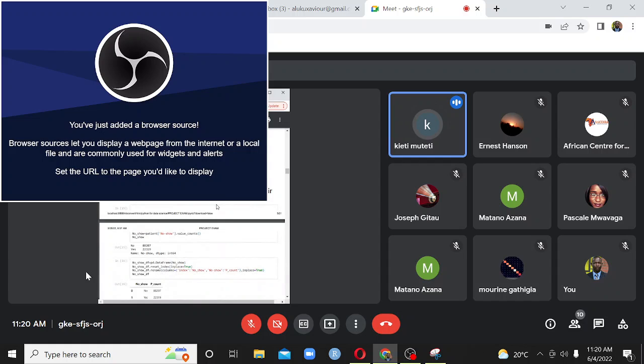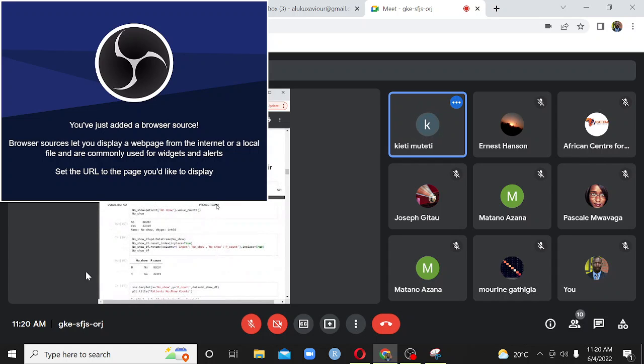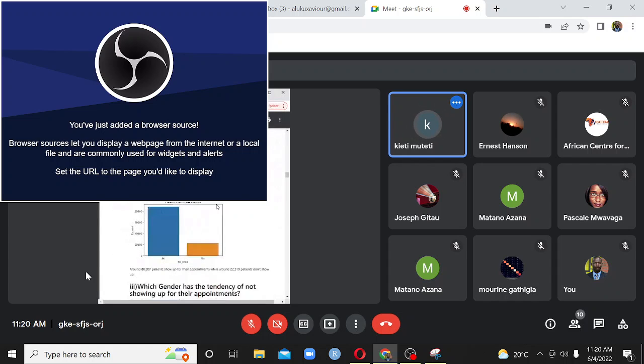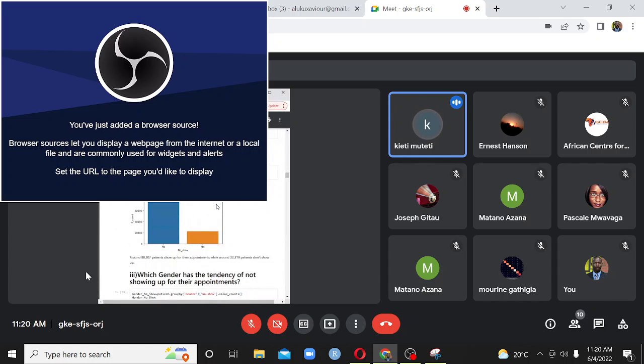Then my second question was how many patients did not show up for the appointments. I found out that 88,207 patients showed up, while 22,319 did not show up. I then visualized it within a bar plot, whereby I explained below that around 88,207 patients showed up for the appointments, while 22,319 patients did not show up.